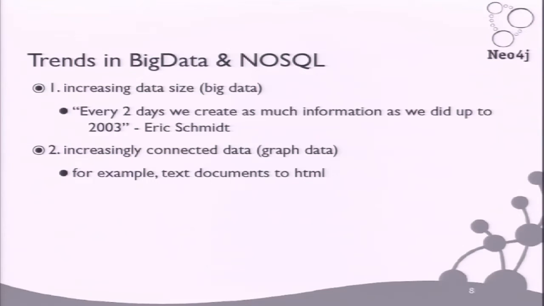It's obvious in the social domain, social data. People even talk about it as the social graph. But it's actually apparent in a lot of other situations as well.